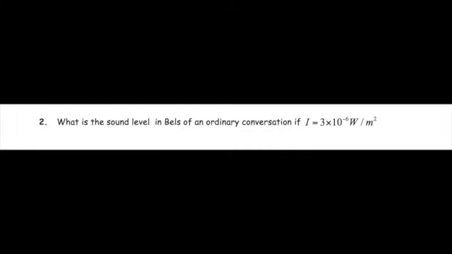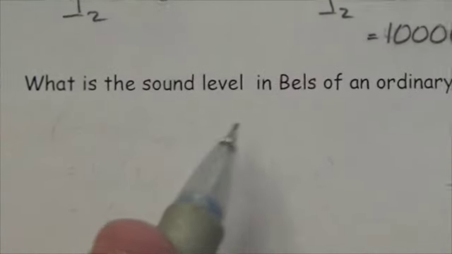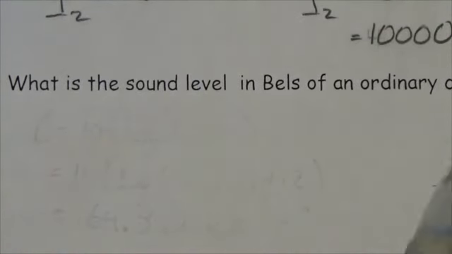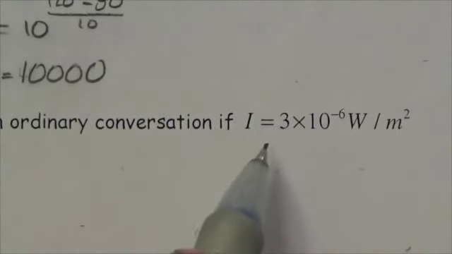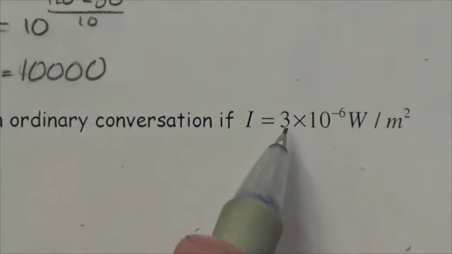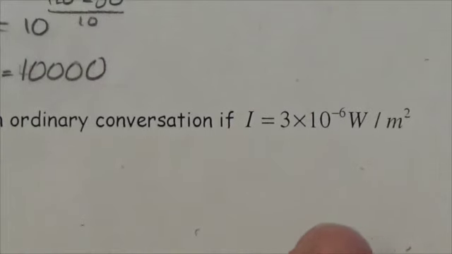What is the sound level in bells of an ordinary conversation if the intensity of the sound is 3 times 10 to the negative 6 watts per meter squared? So in this case, we're asking what is the sound level in bells of ordinary conversation if we know the energy being produced here. The intensity is 3.0 times 10 to the negative 6 watts per meter squared.